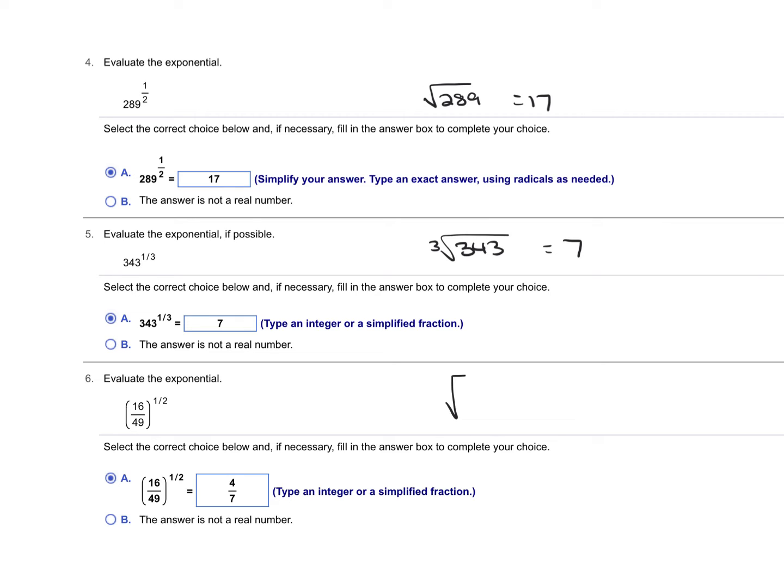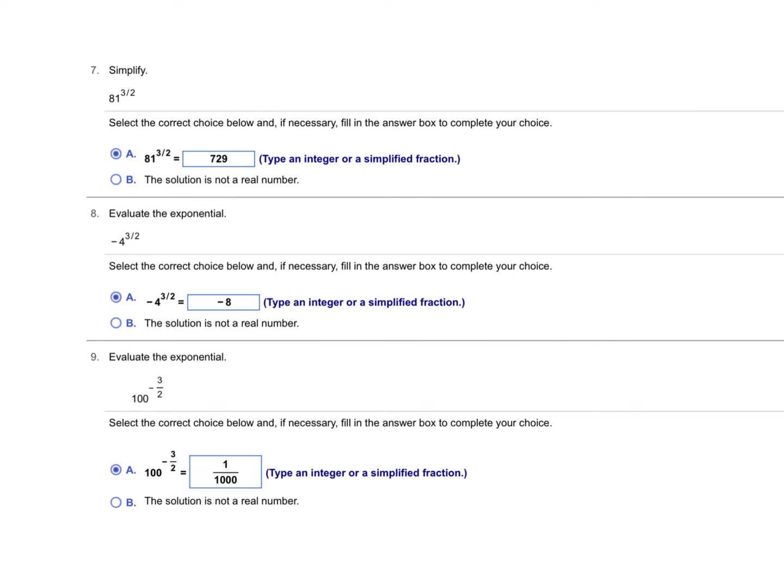This is just asking for the square root of 16 over 49. Remember to take the square root of a fraction. It's just really saying the square root of 16 over the square root of 49. So 4/7.